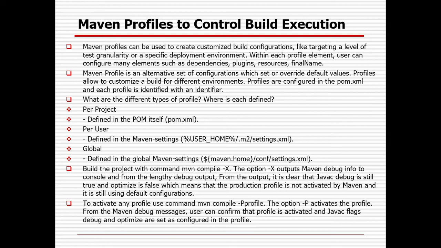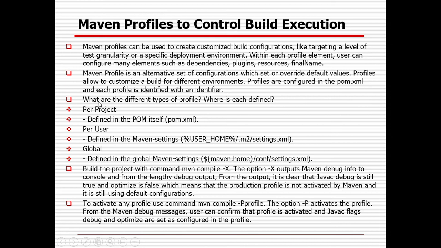So Maven profiles can be used to create customized build configuration, like targeting a level of test granularity or a specific deployment environment. Within each profile element, the user can configure many elements such as dependency, plugin, resources, or final name. A Maven profile is an alternate set of configuration which sets or overrides default values. Profiles allow you to customize a build for different environments. Profiles are configured in the pom.xml file, and each profile is identified with an identifier.